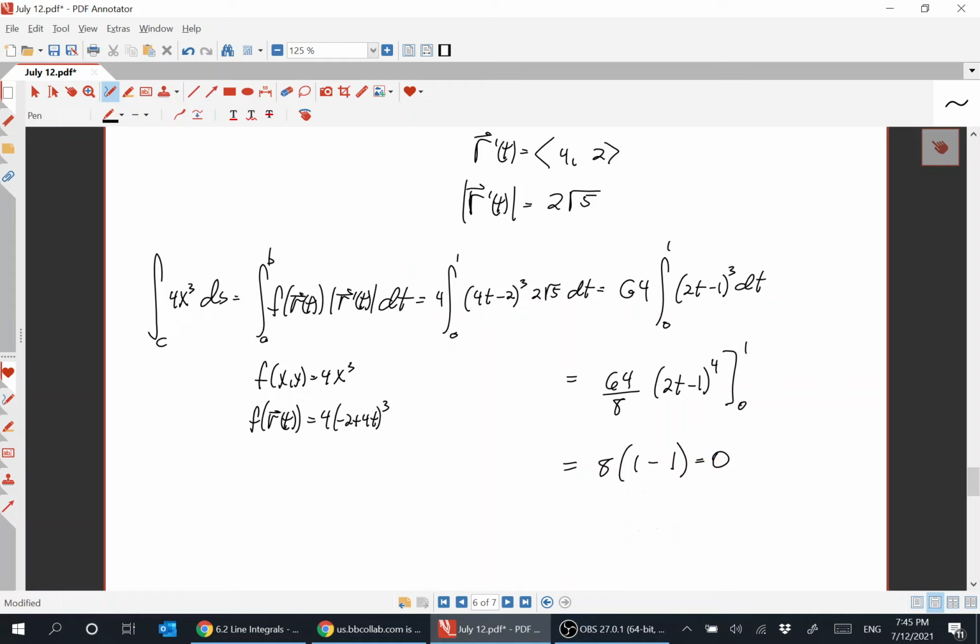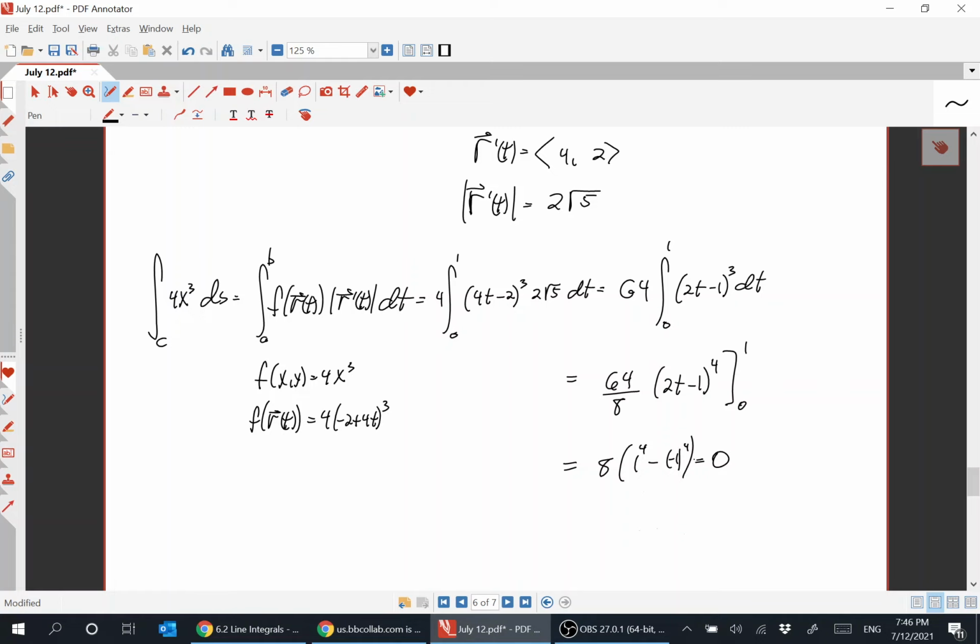That's disappointing. 2 minus 1 is 1 to the fourth power. Minus 0 minus 1 is minus 1 to the fourth power. 1 minus 1 is 0. So anyway, that one is 0.